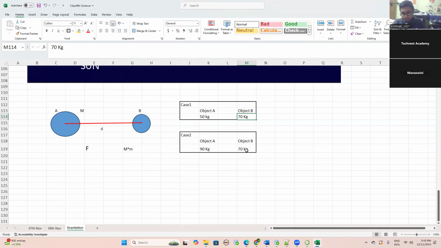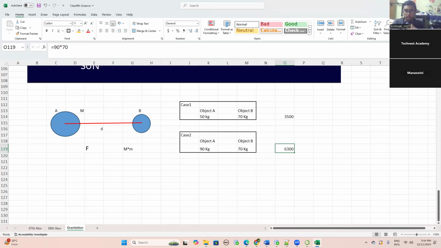Okay. But here the mass of B is the same, no? See, don't check like that. Take the product of it. What is the product of these two masses? 50 into 70 is how much? 3,500. 50 into 70 is 3,500. Clear? Now here, this will be 90 into 70, which is 6,300. So where the product of mass is more?